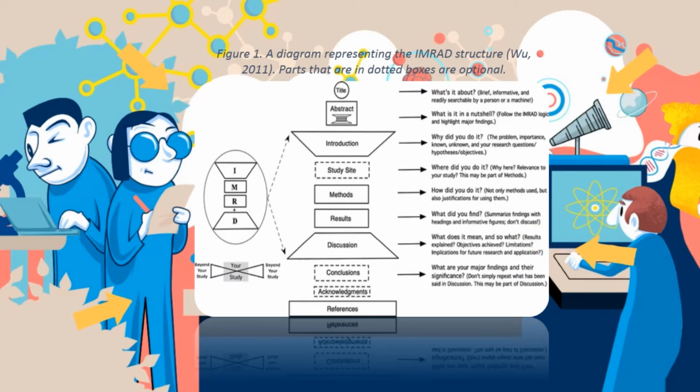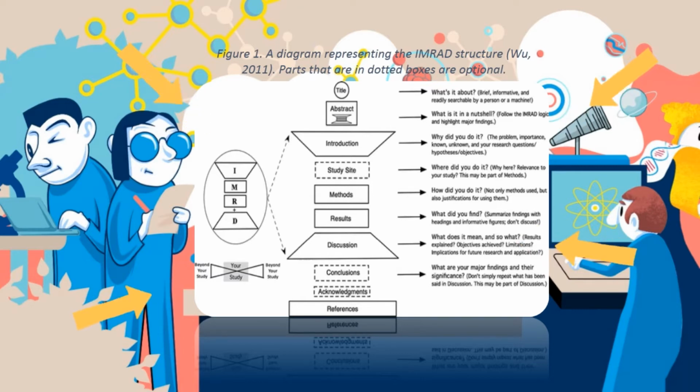Now, the seventh part or the fourth part in the IMRAD format is the discussion. What does it mean and so what? So this involves the results explained, objectives achieved, limitations, implications for future and research application. So in short, mga anak, nasa loob ng ating discussion yung explanation and interpretation of the results.